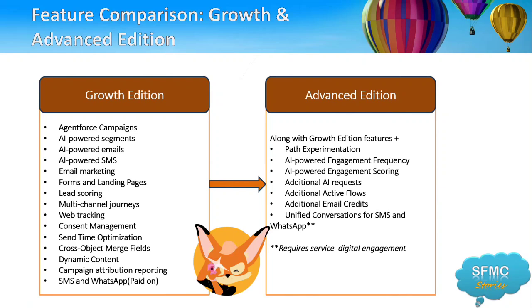Additional AI requests, additional active flows, additional email credits, unified conversation for SMS and WhatsApp, and all the additional Agentforce-related things, whatever I mentioned earlier, will be in this Advanced edition. And all the future things, whatever is going to be brought up in this space, that is Marketing Cloud on Core or Marketing Cloud Next, which is the new name.